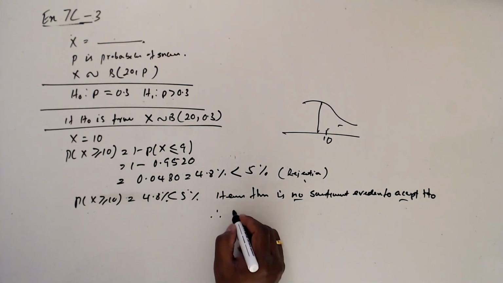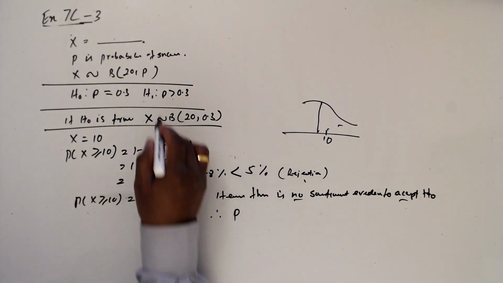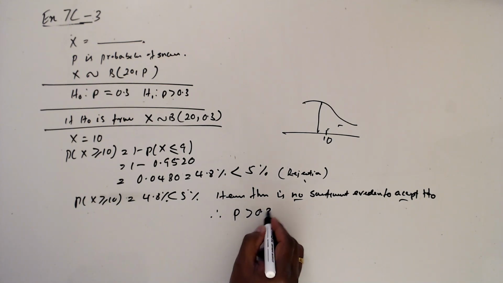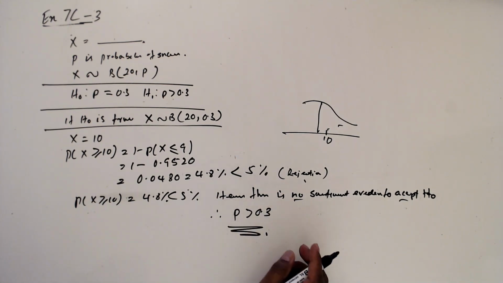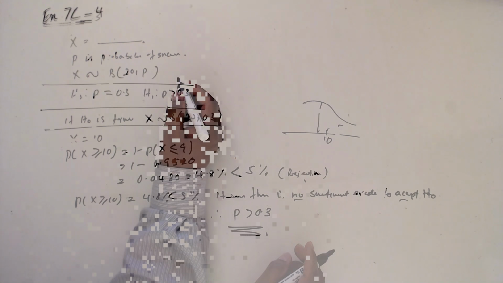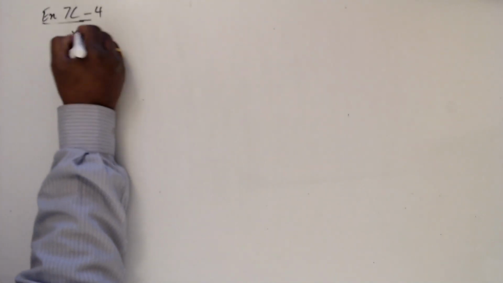Hence P has to be greater than 0.3. Question number 4, so same.